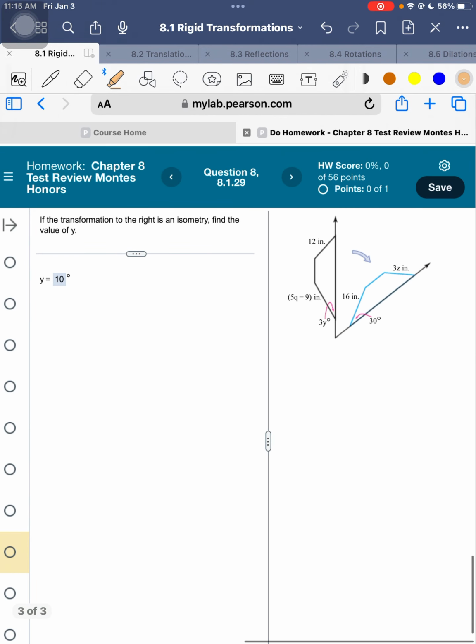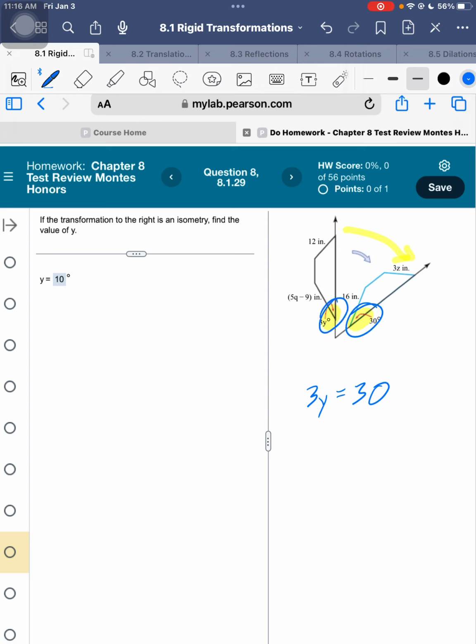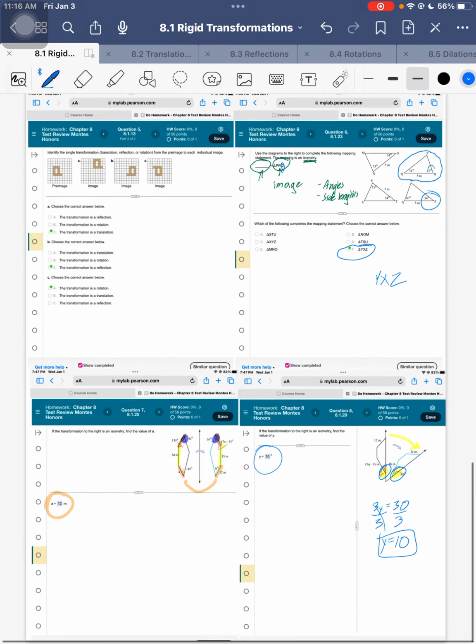Okay. If the transformation to the right is an isometry, find the value of Y. Once again, we're doing the same thing. So what we're doing here is we're rotating it. So what is Y? This little angle right here. So if I were to rotate it this way, what would be the angle? This 30. So now all you got to do is set 3Y equals 30, because we just said that they're both equivalent. They're both congruent. So divide by 3 in order to find your Y, and your Y is 10. Okay, so that's the first one.